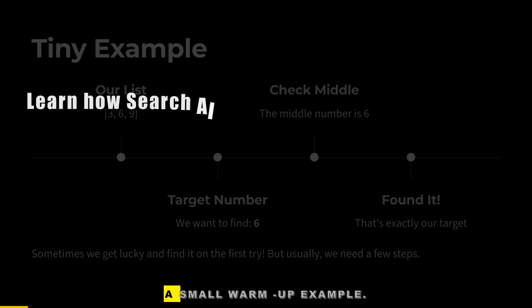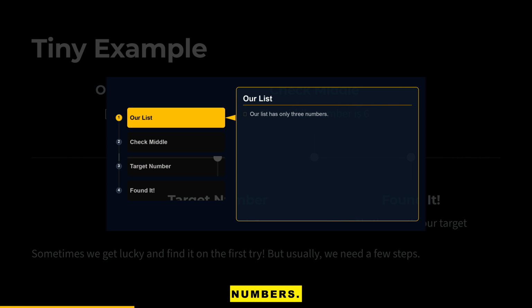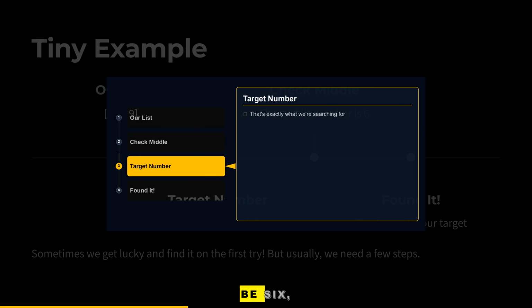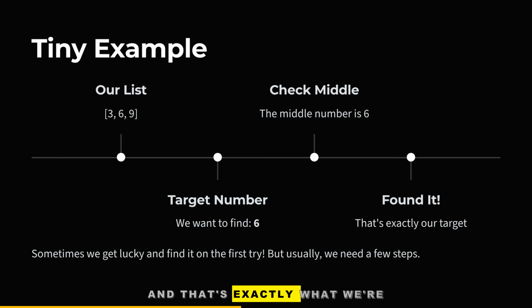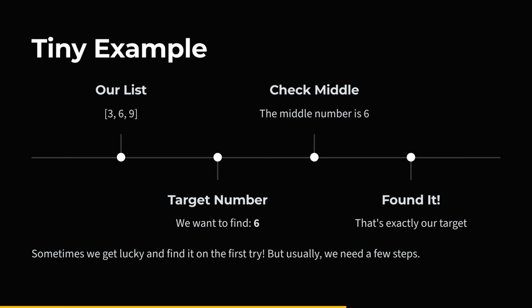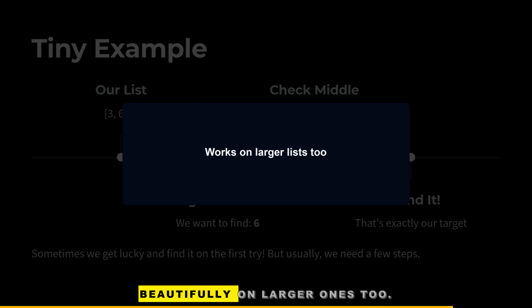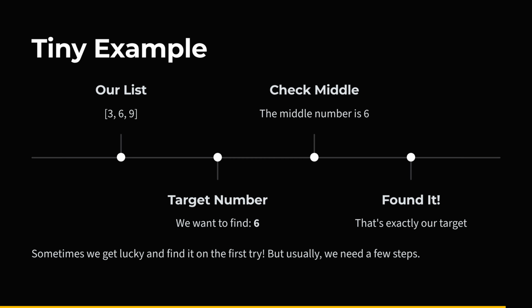Let's begin with a small warm-up example. Our list has only 3 numbers. The middle number happens to be 6, and that's exactly what we're searching for, done in one step. Small lists are easy, but the same idea works beautifully on larger ones too.